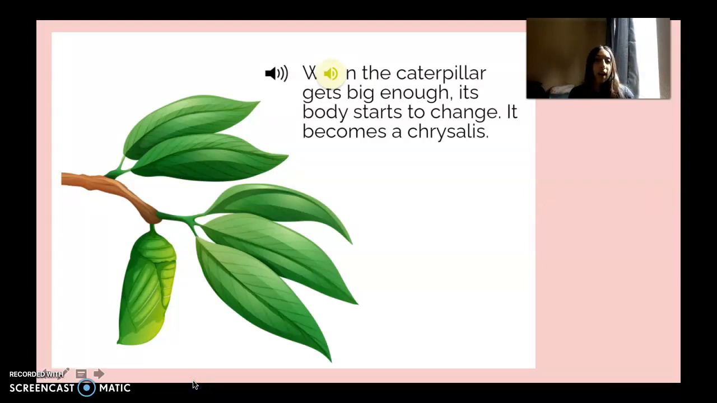Now, when the caterpillar gets big enough, its body starts to change and it becomes a chrysalis. A chrysalis. So it went from being an egg to a caterpillar, and now it's a chrysalis.